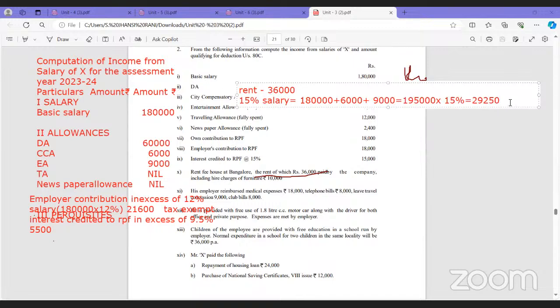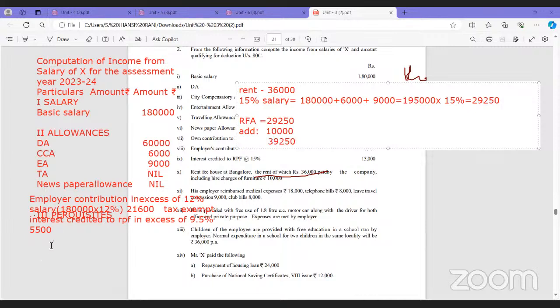So your rent-free accommodation is 29,250 plus furniture is also there, na? Add furniture. The furniture charges they have given are 10,000. So rent-free accommodation is 39,250. They did not give anything, we have to find it out.